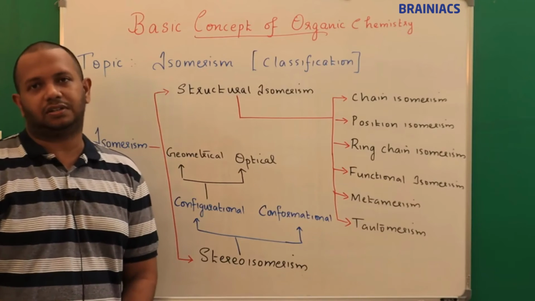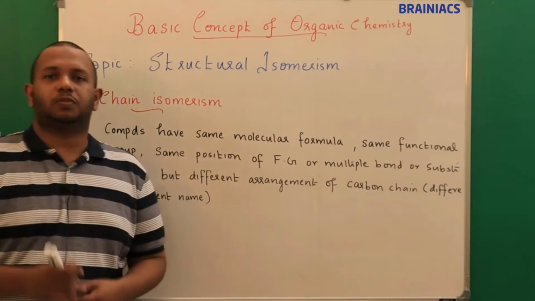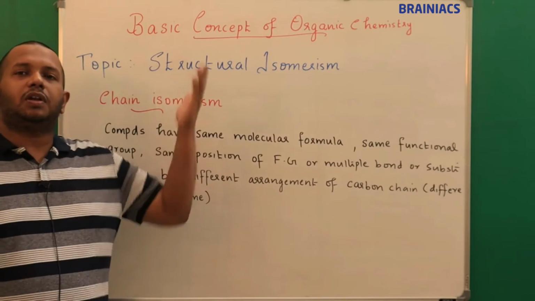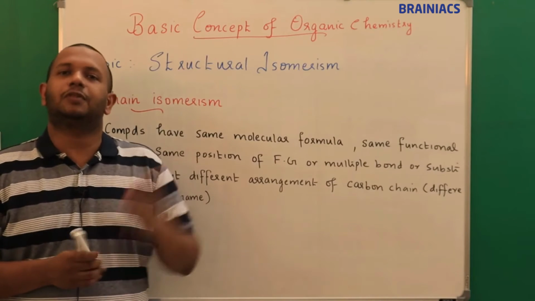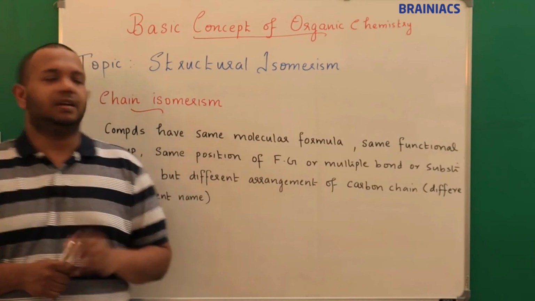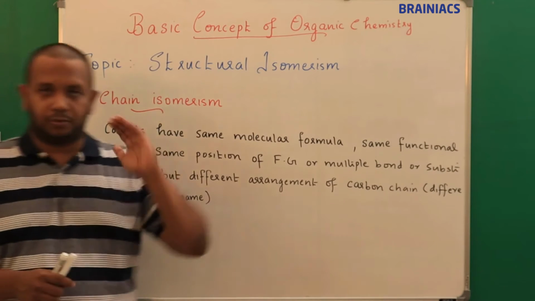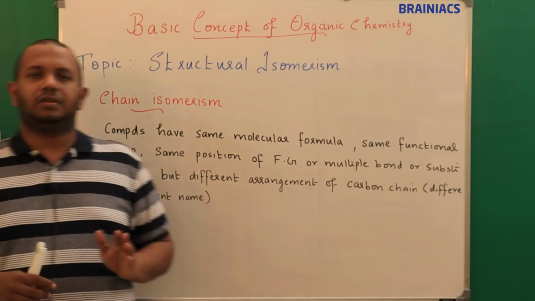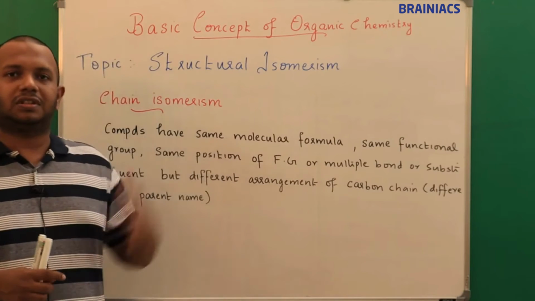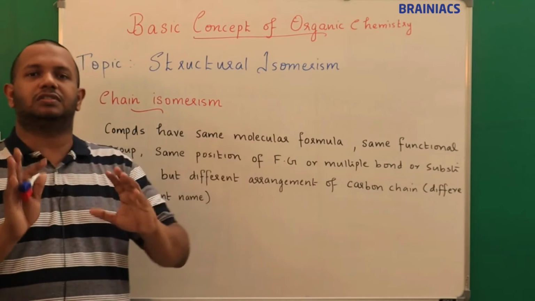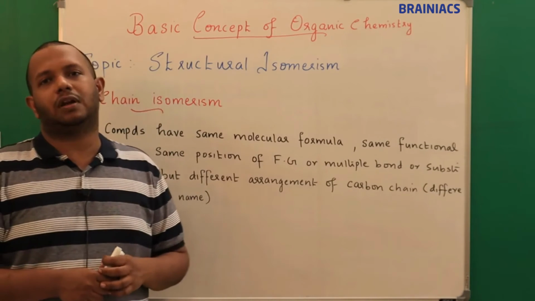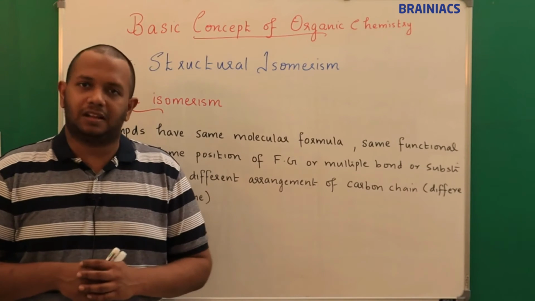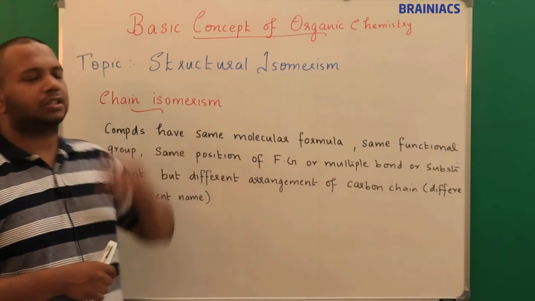Then you will understand. First we are going to explain structural isomerism. What is the definition of structural isomerism? I am not going to talk about chain isomerism yet. I am going to first explain what structural isomerism is. If you have two organic compounds that differ in their structures, but still have the same molecular formula or molecular weight, and they differ in their physical and chemical properties, they are called structural isomers.